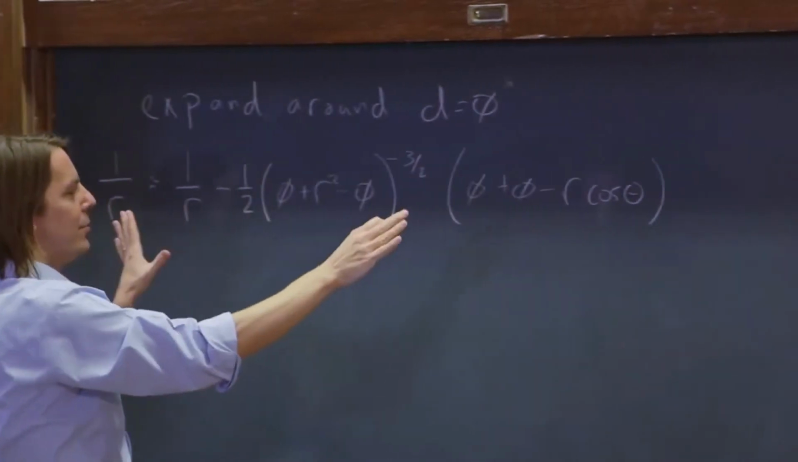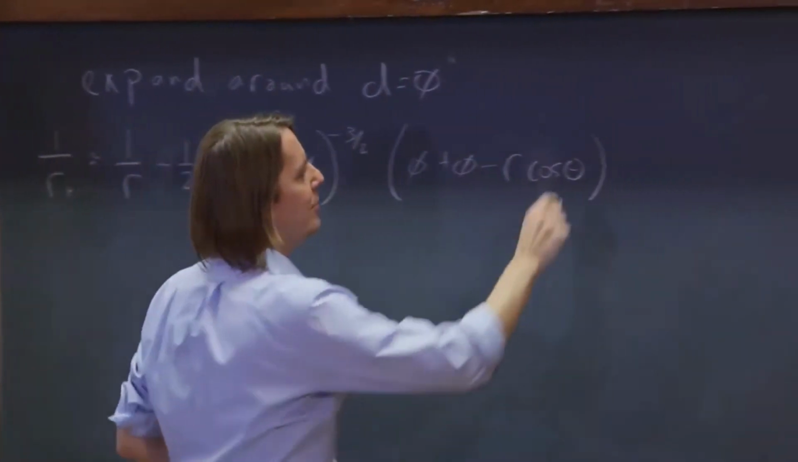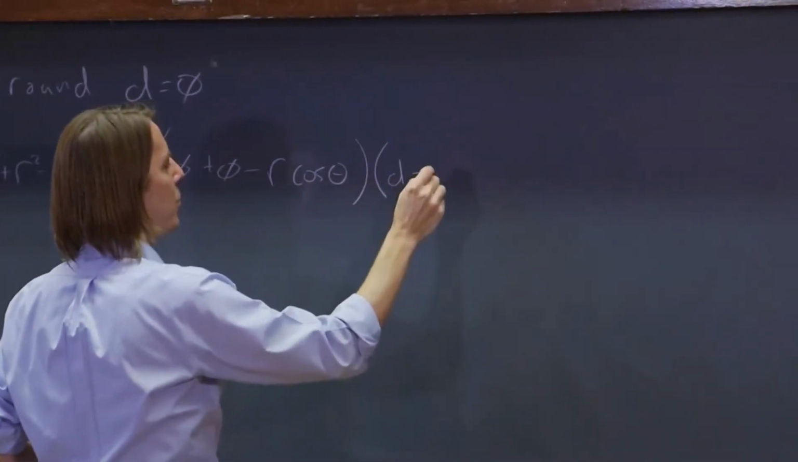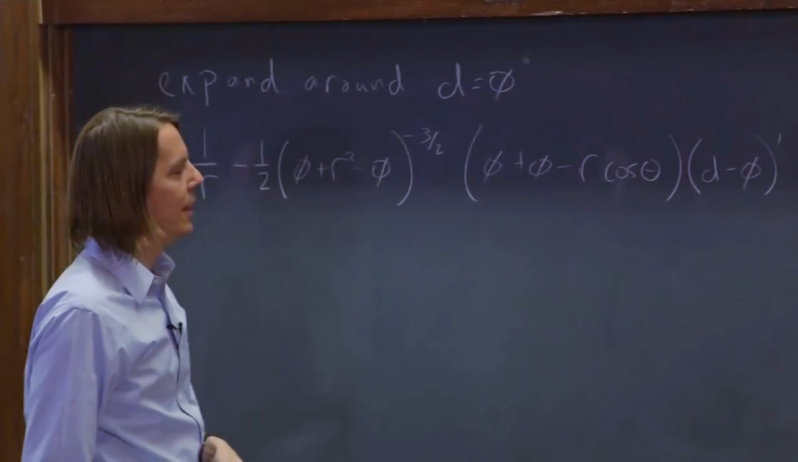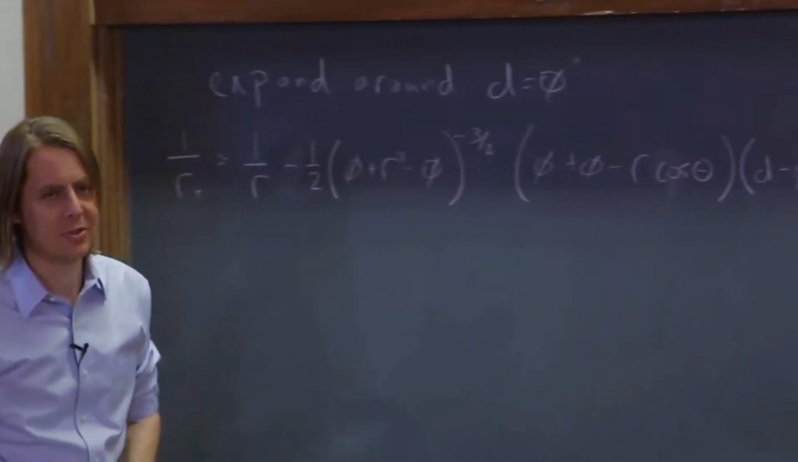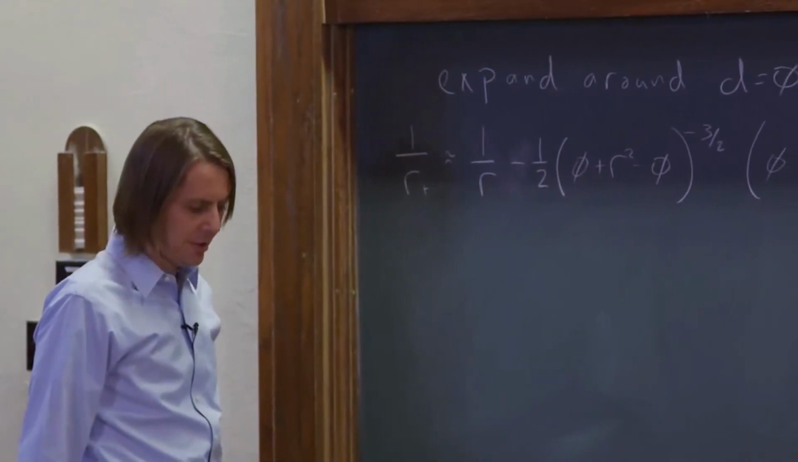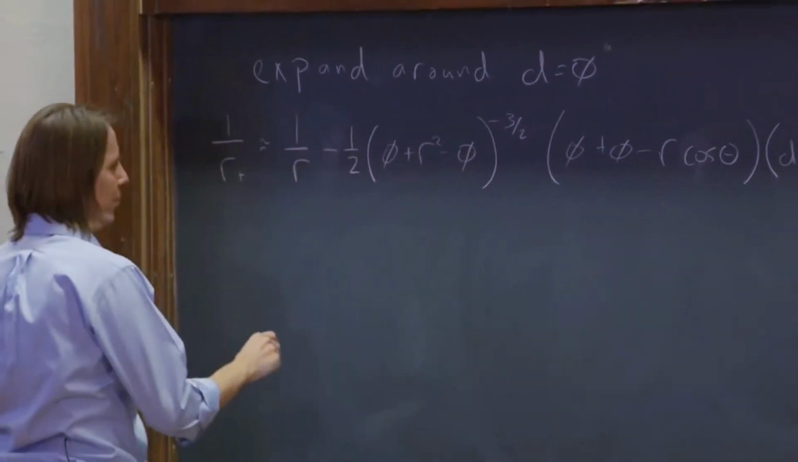Okay, and that's not to the negative 3/2, that's just the derivative part. And then that is times d minus what we're expanding around, 0, to the first power. If we wanted to keep going, we would do the next order term, but we're not going to. We're going to expand just to the linear part. That's all we need. Okay, so let's see what's left when we're done with all that.